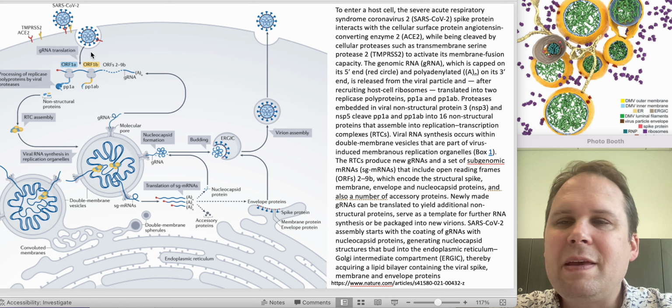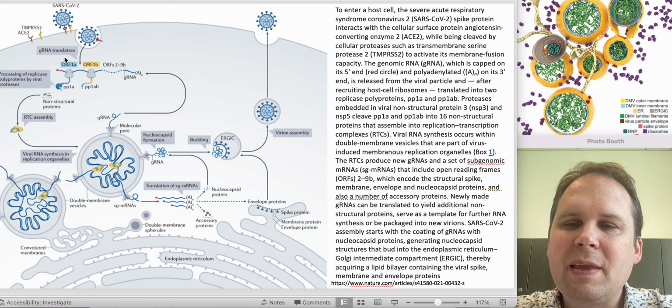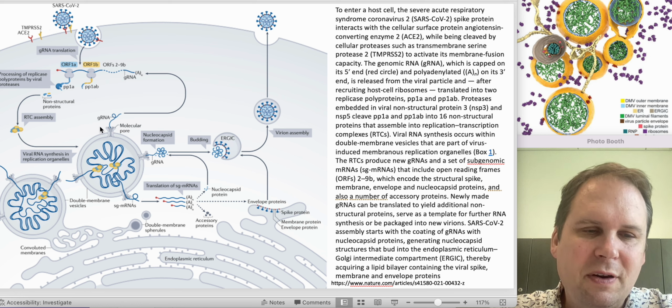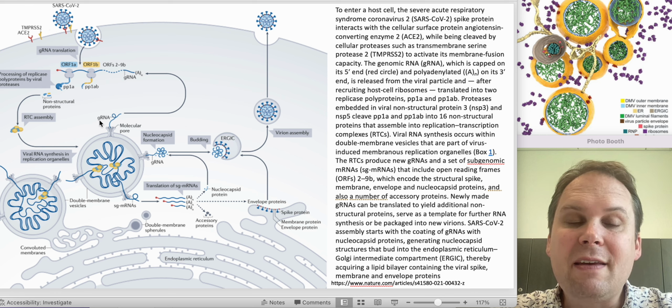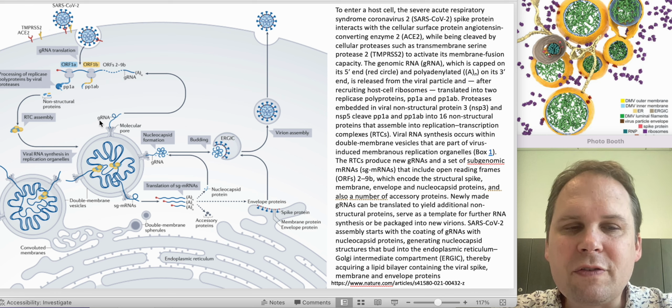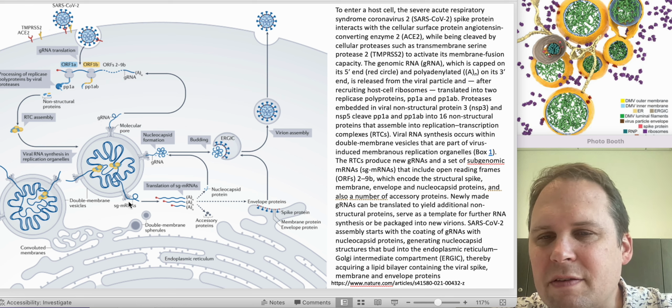Once the genome is out, that genome is going to be the little g RNA for genomic RNA. And we've got to specify for coronavirus because it has a genome, and then it's going to make several smaller versions of the genome. And those are called subgenomic RNAs. So you'll see those as sgRNA.